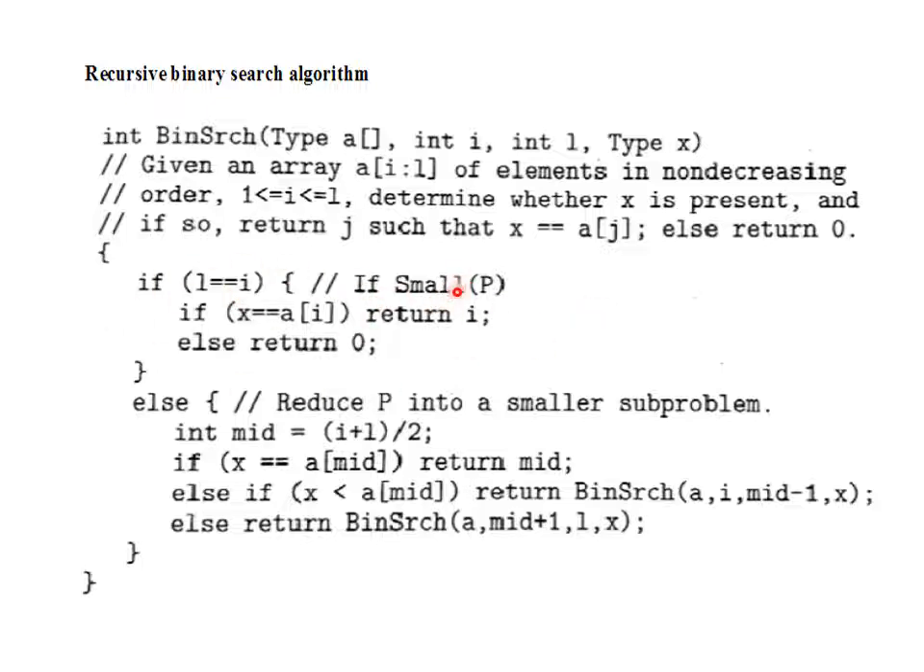So when the problem is very small, we directly get the result. And if l is not equal to i, meaning n is greater than 1, that is the else part. So what are we going to do? Reduce the problem into smaller subproblems. How? We find the mid value, which is equal to i plus l divided by 2.